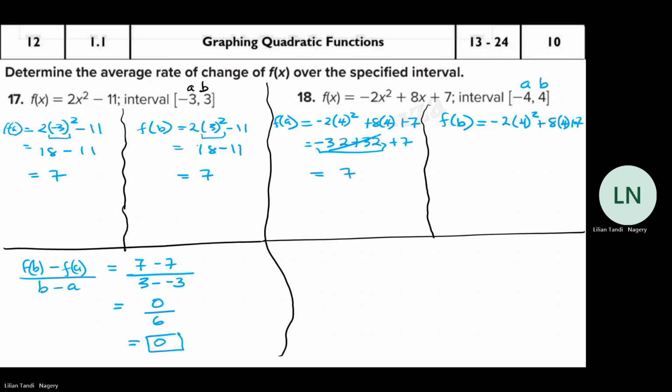Okay. I disagree. A is -4 and not 4. So this is 16. 16 times -2 is -32. 8 times -4 is also -32. And then when I put this together, it becomes -64 plus 7. And -64 plus 7 will give me -57.